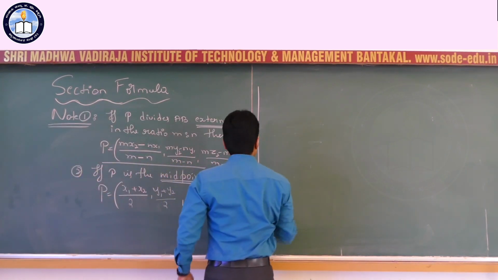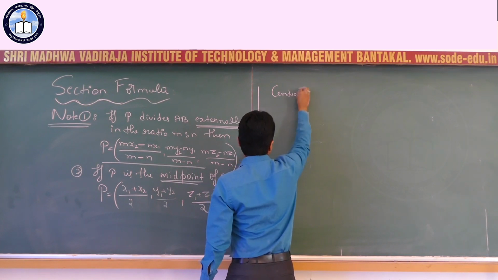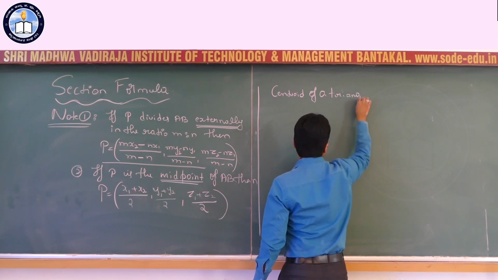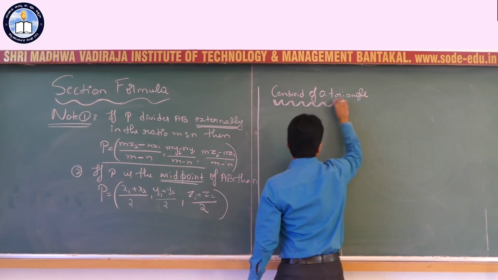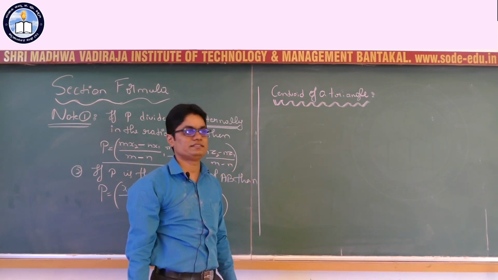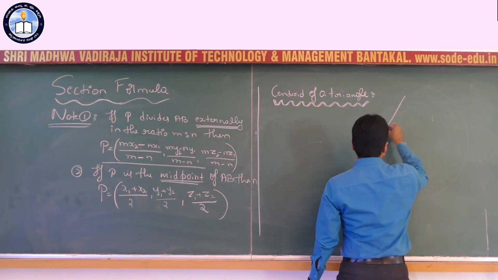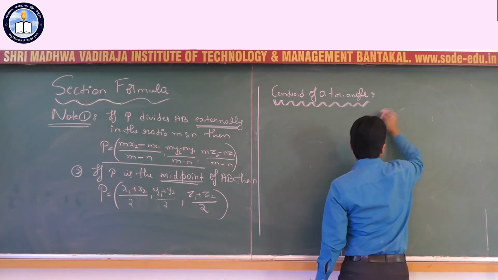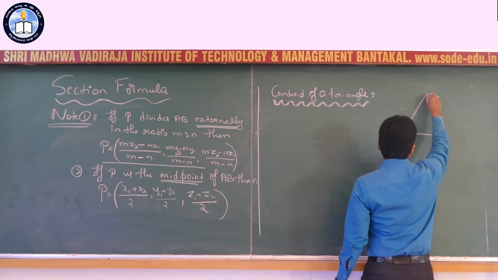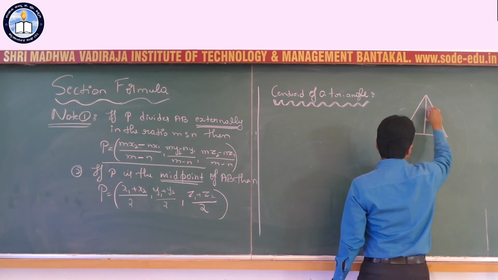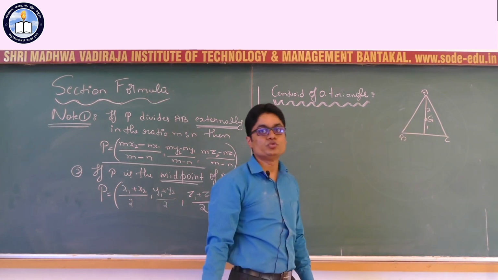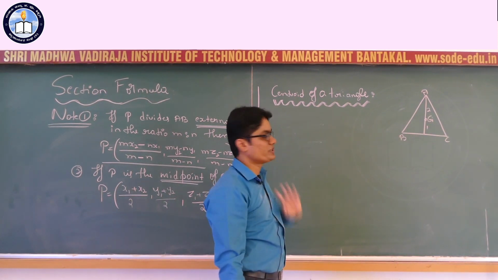So next concept, centroid of a triangle. Do you know what we mean by the centroid of a triangle? You learned this in 10th standard. In a triangle, there is one special point. That point divides the median in the ratio 2:1. The point that divides the median in the ratio 2:1 is known as the centroid of a triangle.